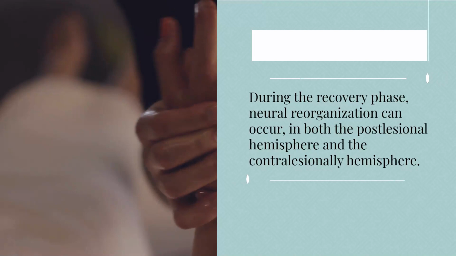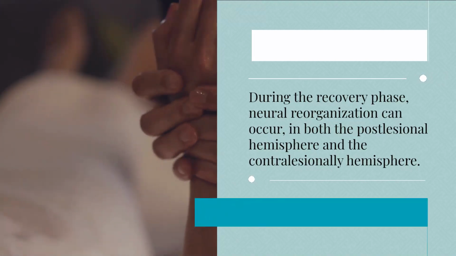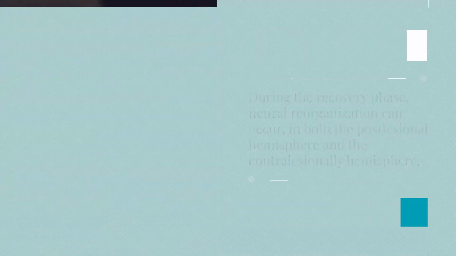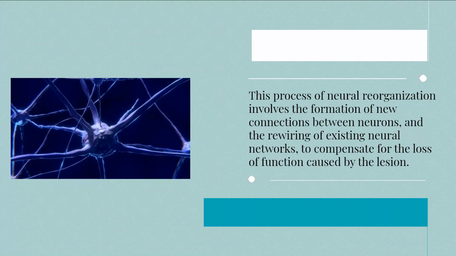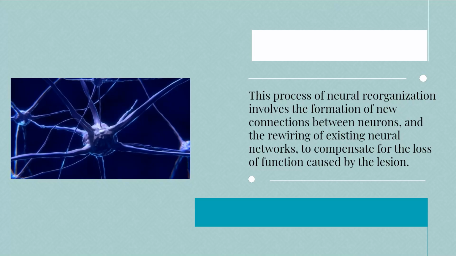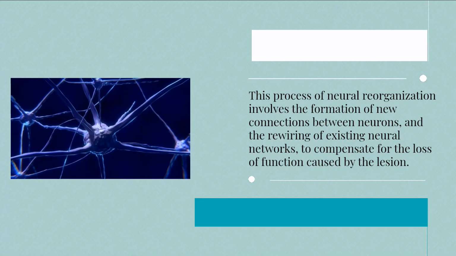During the recovery phase, neural reorganization can occur in both the post-lesional hemisphere and the contralesional hemisphere. This process of neural reorganization involves the formation of new connections between neurons and the rewiring of existing neural networks to compensate for the loss of function caused by the lesion.